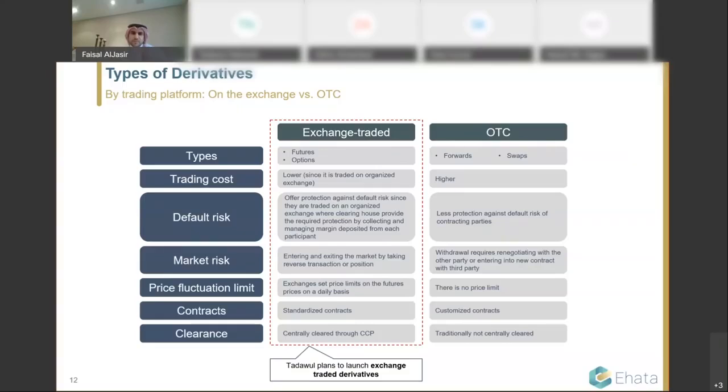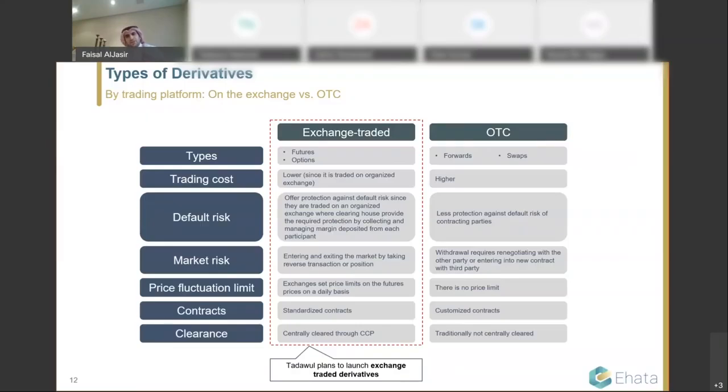Price fluctuation limits: there are limits set by the CCP, the Central Clearing Party, while in the OTC there is no such thing. And of course, contracts, as we said, in exchange traded are mainly standardized contracts.